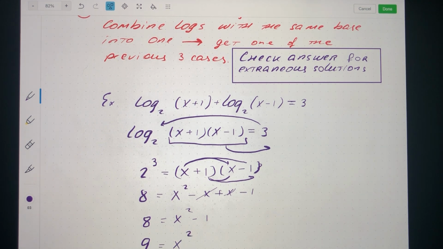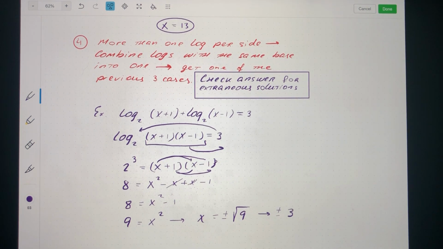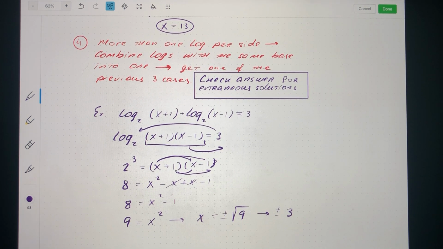And then to cancel the square, we use the square root of both sides. So x is plus minus the square root of 9, because there will be two answers, and they are plus minus 3. So now we have our 2 solutions. We have x is 3 and x is negative 3.